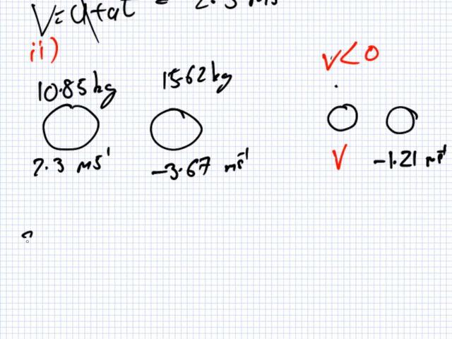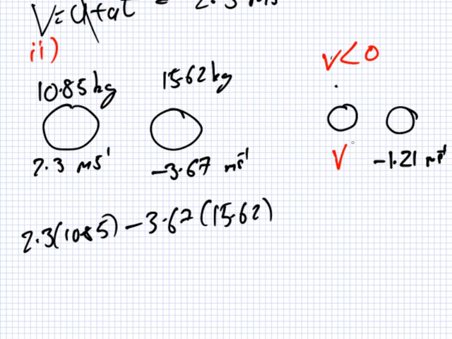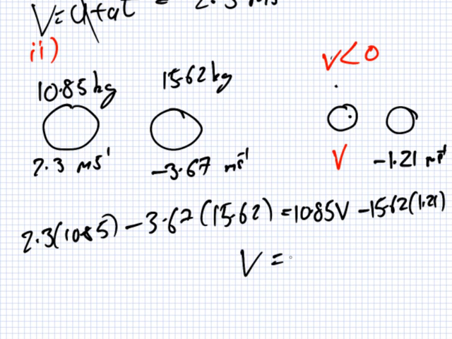Right, so this is M1 U1 plus M2 U2 equals M1 V1 plus minus M2 V2. So it's super easy here. 2.3 times 10.85 minus 3.67 times 15.62 plus 15.62 times 1.21 divided by 10.85. I do get a negative number. V is minus 1.24 meters per second.